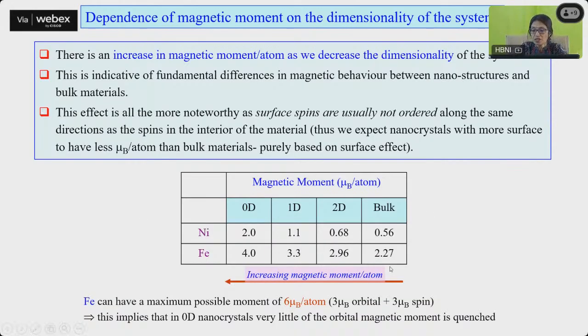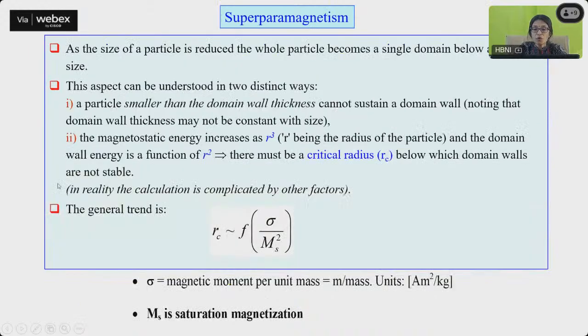So this is what you see in the bulk material for iron. If you see the magnetic moment, given in Bohr magnetons, it is 2.27 in the bulk material. By the time you move to 0D iron, this magnetic moment has increased to almost 4 Bohr magnetons. So this is a very important concept.